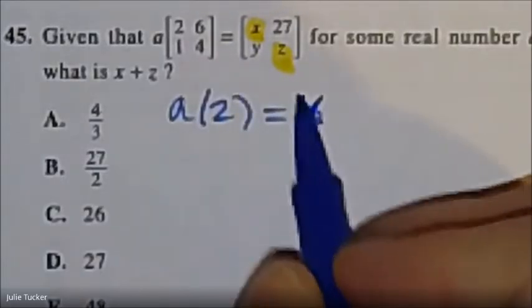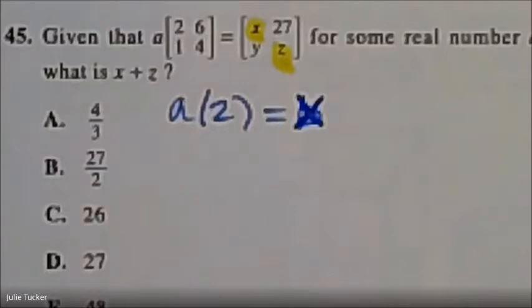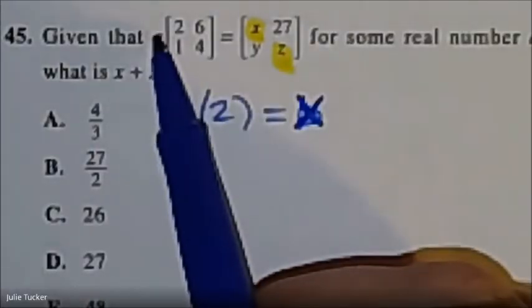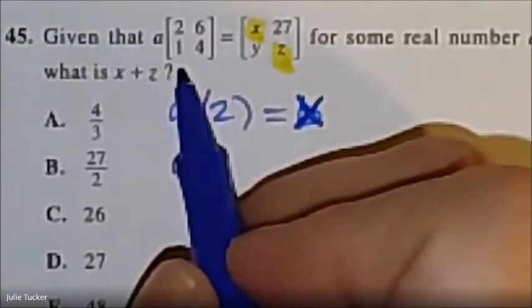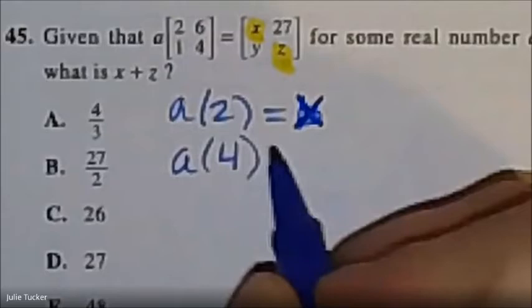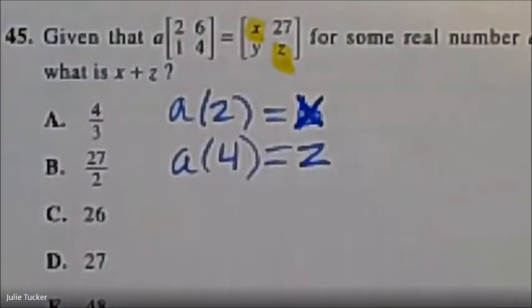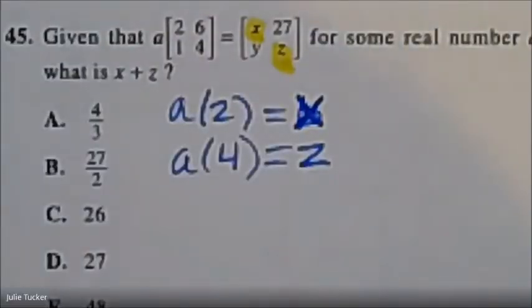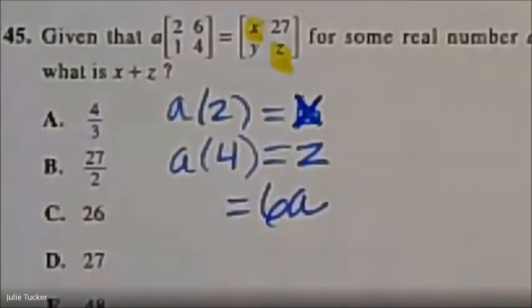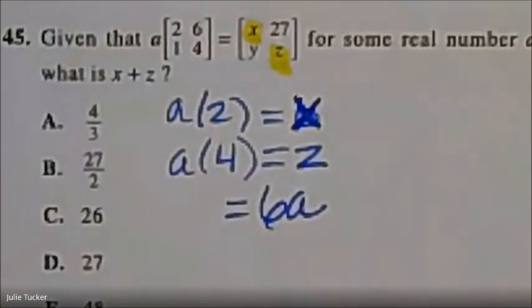Oops, I meant to put X. And then they're saying A times 4 is Z. Just kidding. I meant, no, that was right. A times 4, I'm sorry. So then X plus Z is just going to add these two things, right? Yeah. Okay. So that would have to be 6A. Yeah. So now how are we supposed to figure it out?